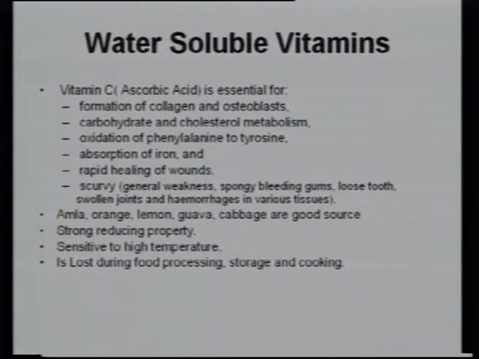First thing is, fruits and vegetables are a good source of vitamin C. What does it help with? It helps in formation of collagens and osteoblasts, then carbohydrate and cholesterol metabolism, then absorption of iron, and rapid healing of wounds. And you must be aware, if you recall your learning at higher secondary level, that the disease called scurvy is prevented by vitamin C. This is present in amla, orange, lemon, guava, cabbage. They are good sources.